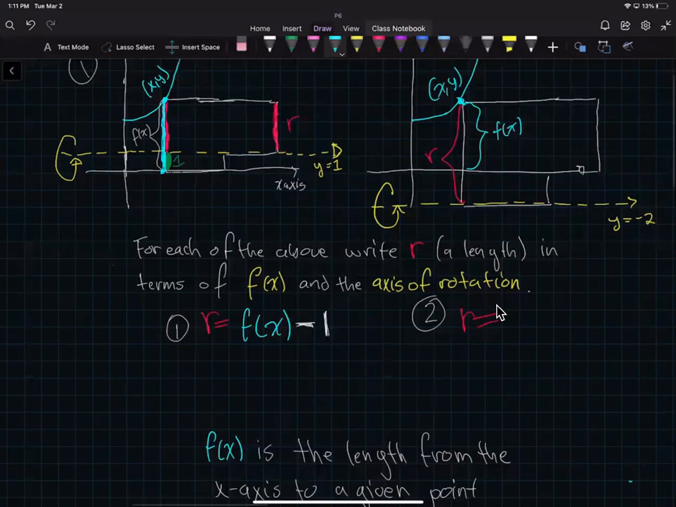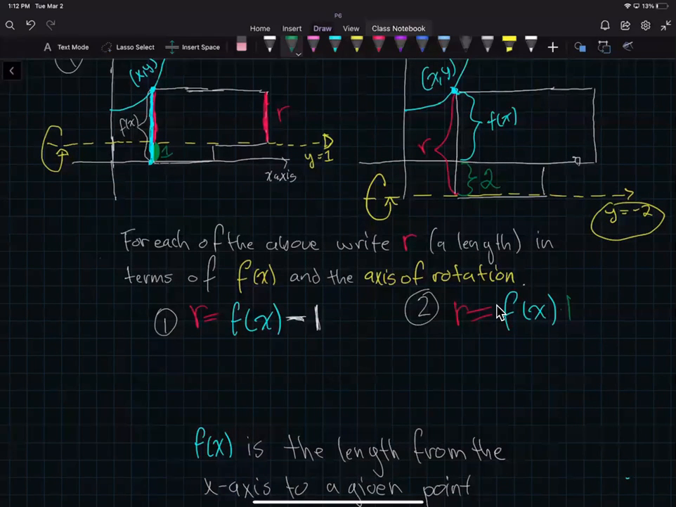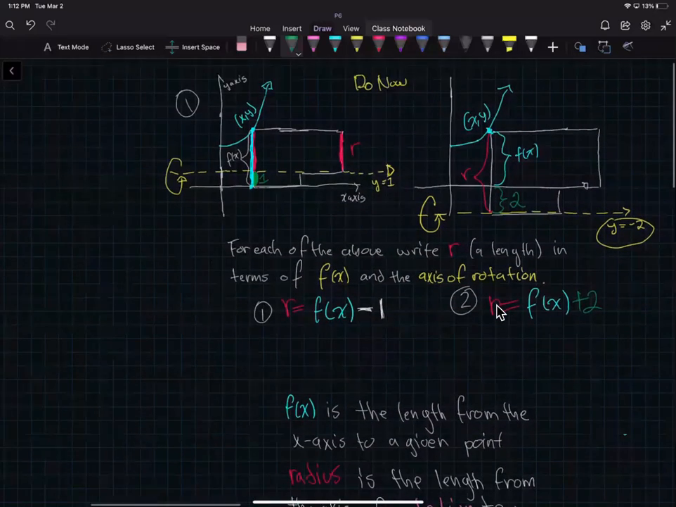And then they're giving you that y is equal to -2. So that means that the distance from here to here is what? What's the distance from the x-axis to the axis of rotation? Well, that's going to be 2, right? And now what is r? R is equal to f of x plus 2, okay?